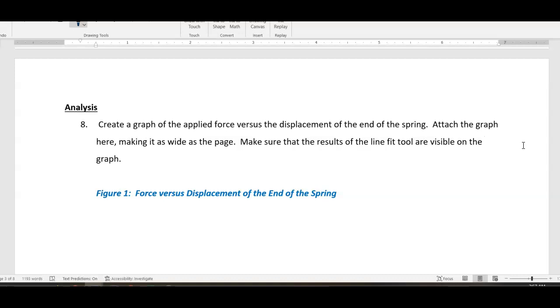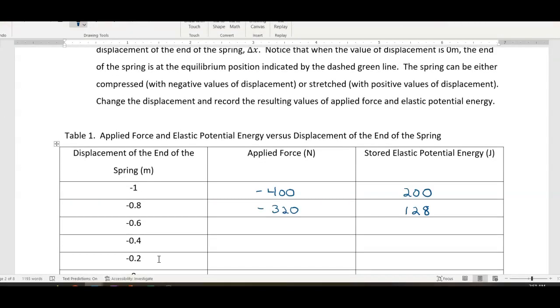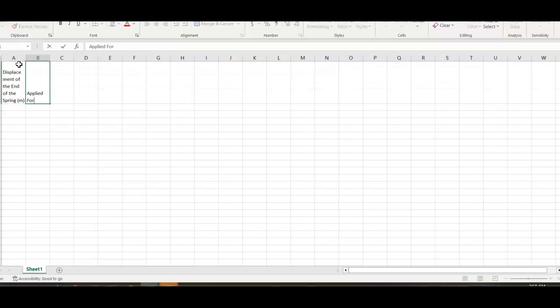And then at step 8 it says let's make a graph of the applied force versus the displacement of the end of the spring. Okay, so we're going to need to put our data in Excel. And so you'll open up a new Excel file, and we're going to first build the table. The first column is the displacement of the end of the spring. That's measured in meters. And then there's the applied force, the force that was applied to the end of the spring to either stretch it or compress it.